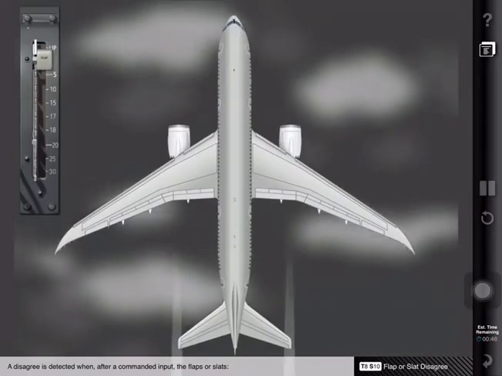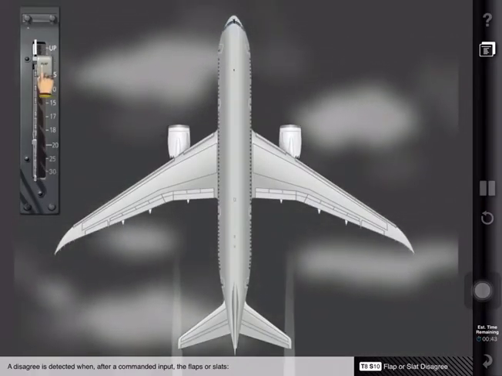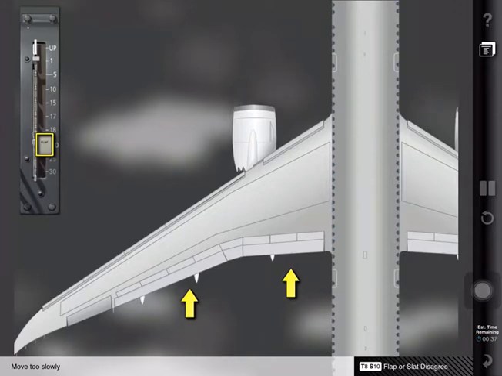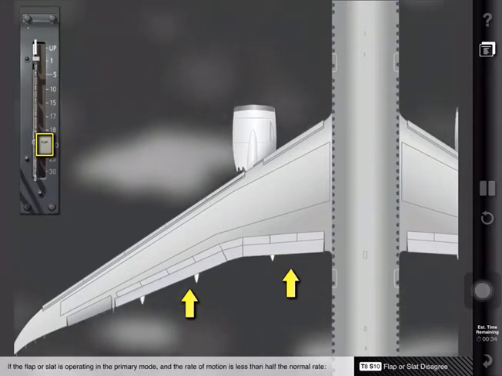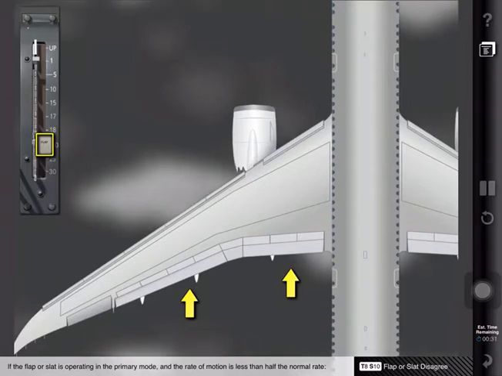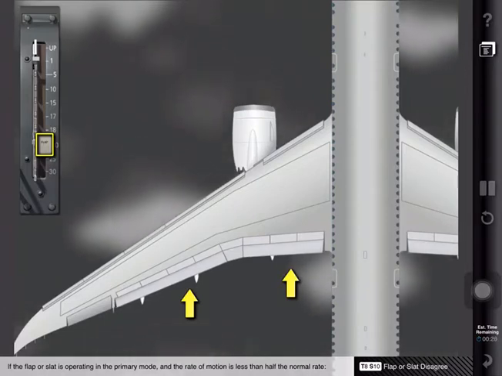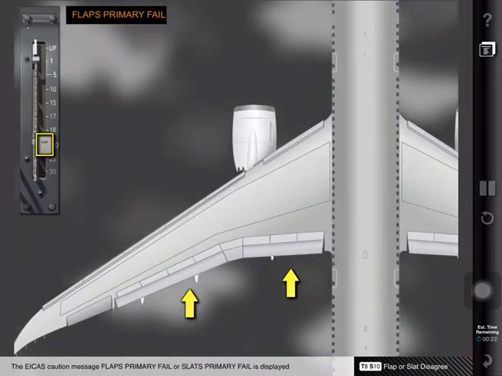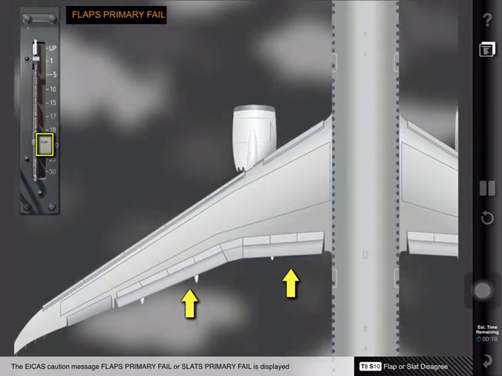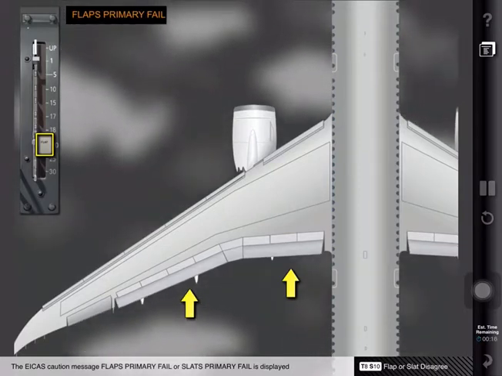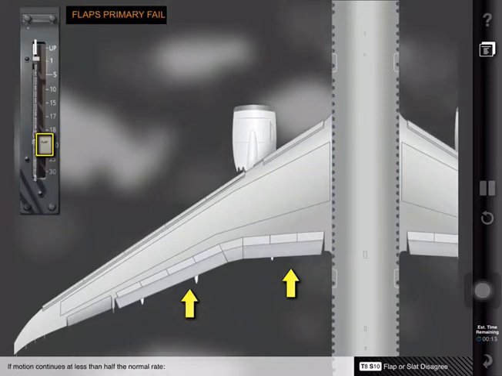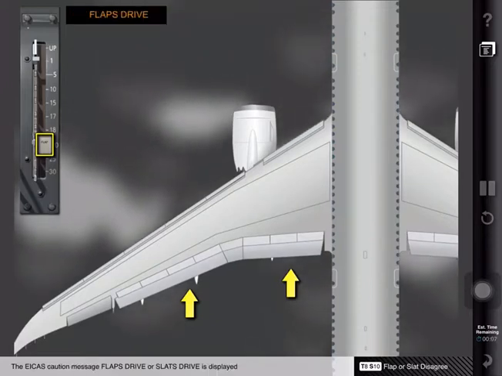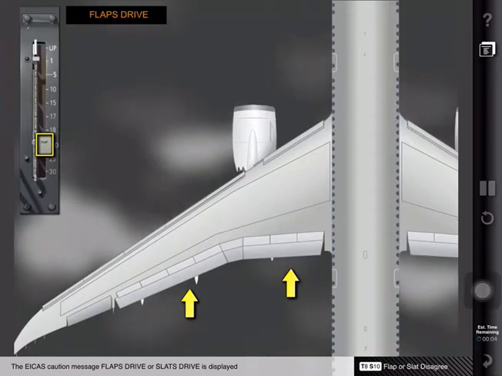A disagree is detected when, after a commanded input, the flaps or slats do not move or move too slowly. If the flap or slat is operating in the primary mode and the rate of motion is less than half the normal rate, an automatic transfer to the secondary mode occurs, and the ICAS caution message "Flaps Primary Fail" or "Slats Primary Fail" is displayed. If motion continues at less than half the normal rate, the system shuts down, and the ICAS caution message "Flaps Drive" or "Slats Drive" is displayed.